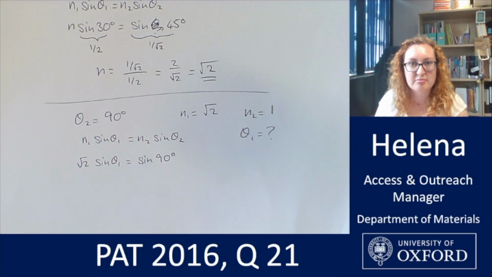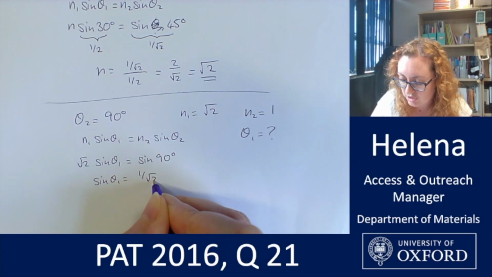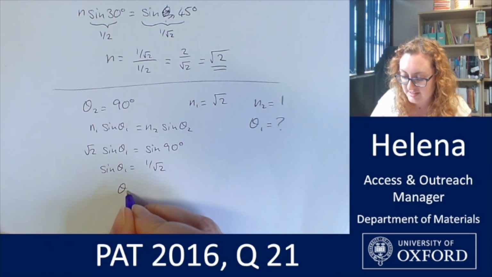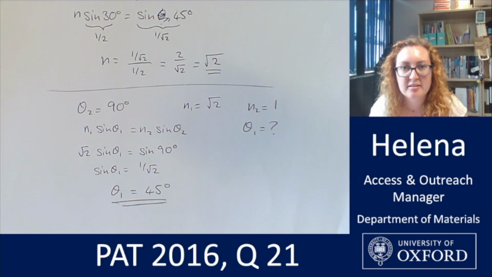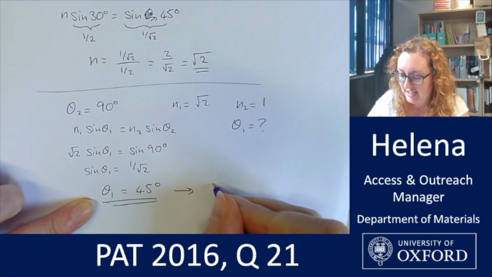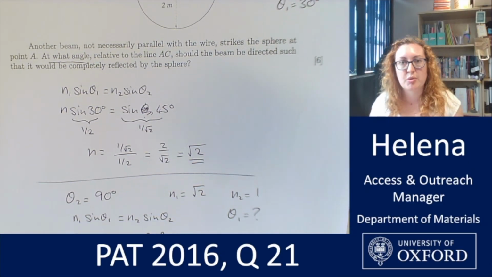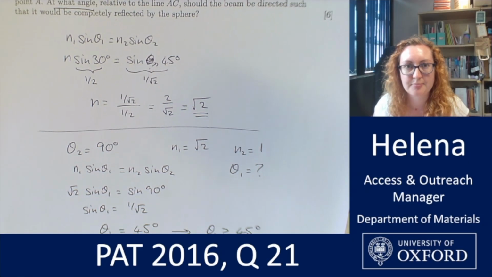Well, sine of 90 is 1. So we have that sine of theta 1 is equal to 1 over root 2, which again, we could put into our calculators, but hopefully that's one that you remember. So that gives us that theta 1 is equal to 45 degrees. So that's the critical angle at which the light would begin to just totally be reflected. So for any incident angle greater than this, we would have reflection. So our answer is actually that theta 1 must be greater than or equal to this angle so that we get all of the light reflected and none of it is refracted into the sphere.